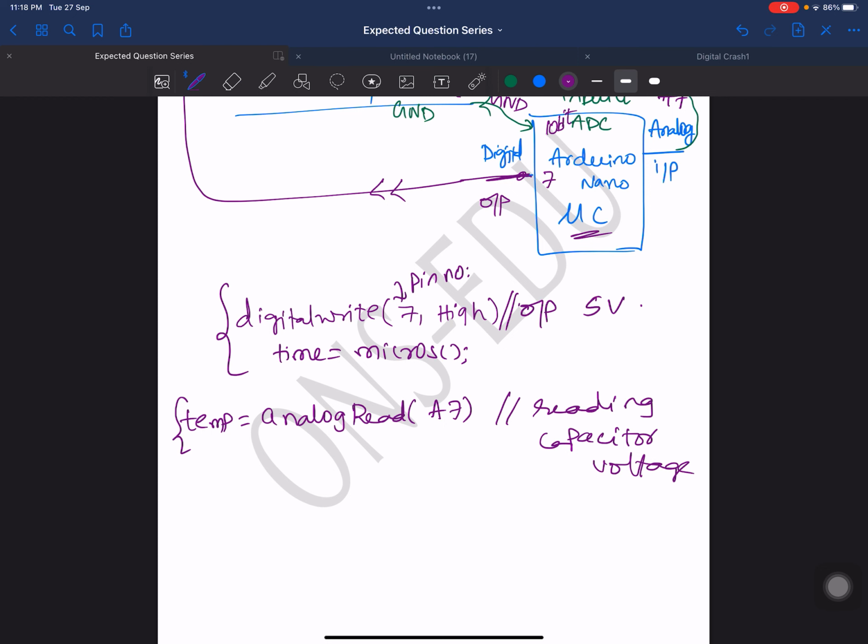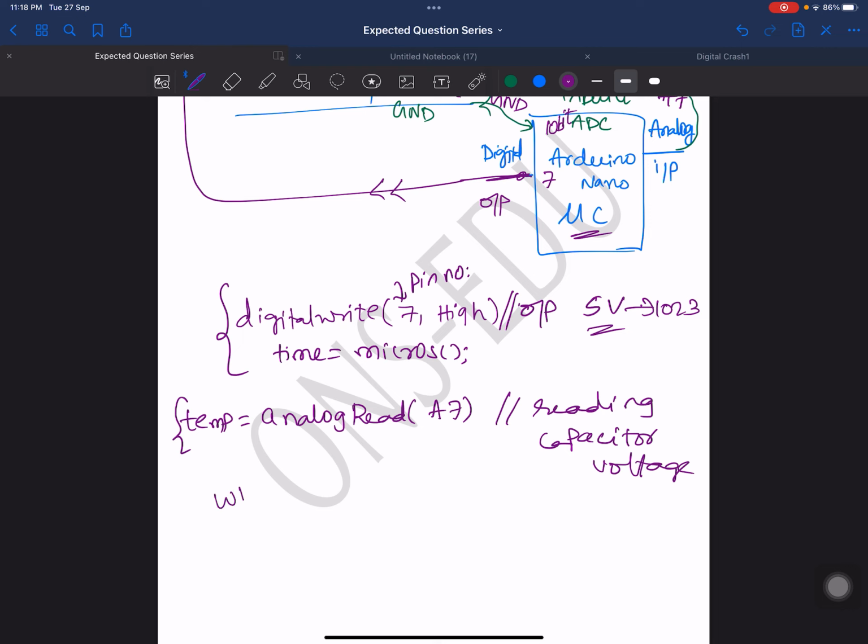Okay, you are giving 5 volts as input. So we should see when the capacitor will reach the midpoint. 5 volts basically means 1023. In a 10-bit ADC, the maximum value is 1023, so the midpoint is approximately 511.